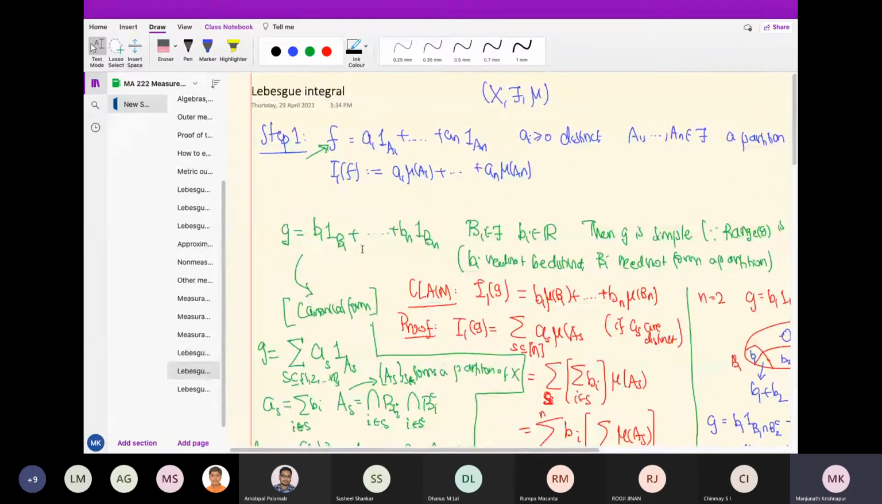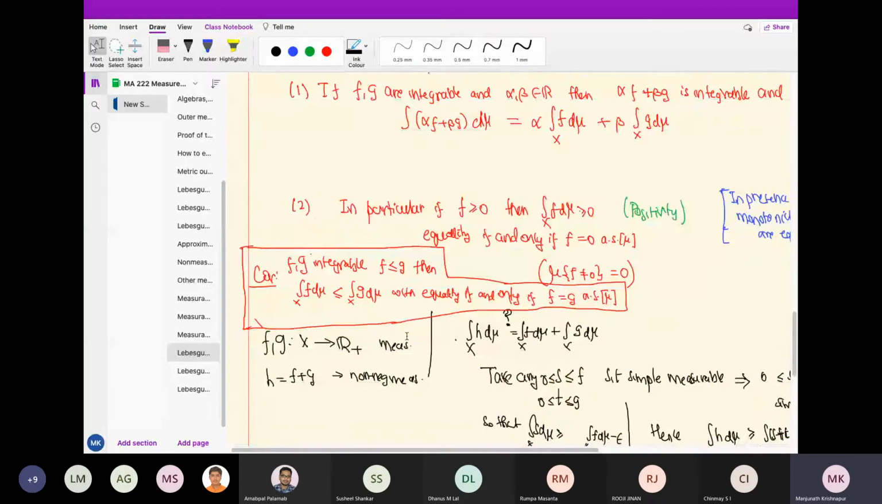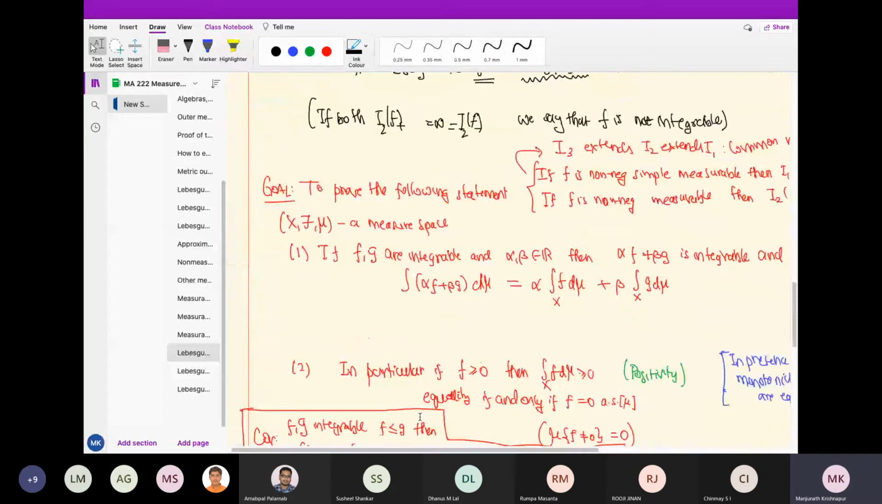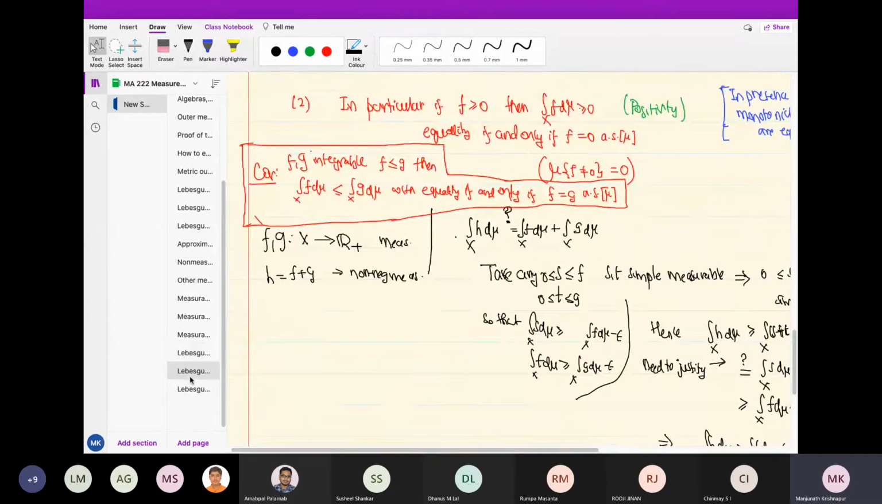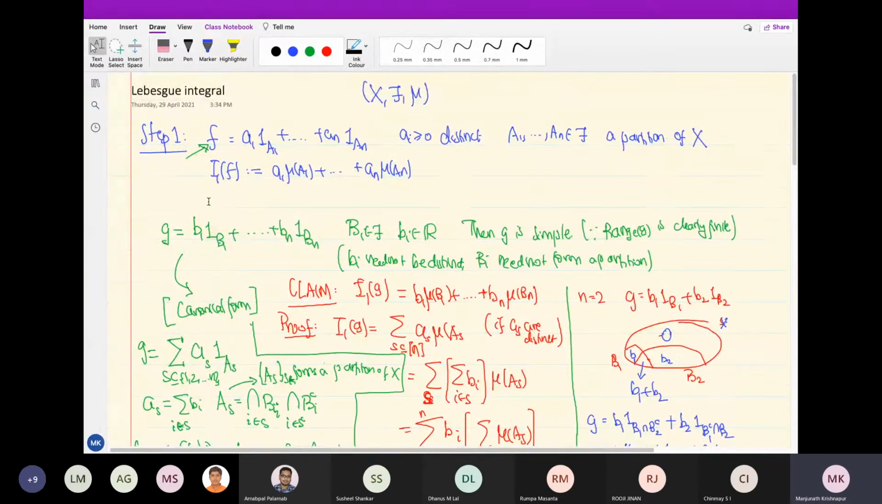What I did last class was to get to here. We have to go through the properties of I1, I2, and I3. Each step we have to go through carefully. Last time I went through I1 reasonably carefully, but I think I have not completed what I wanted to say about I1. So let's come to this.